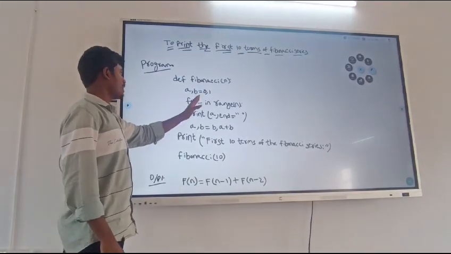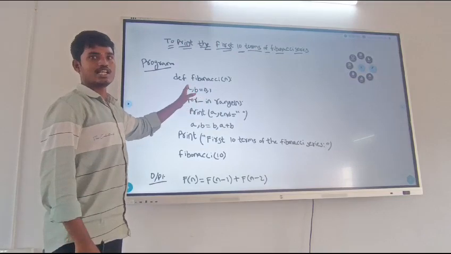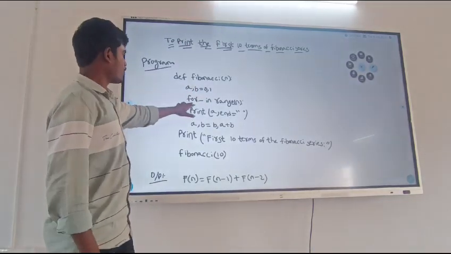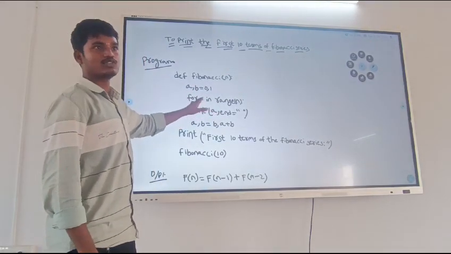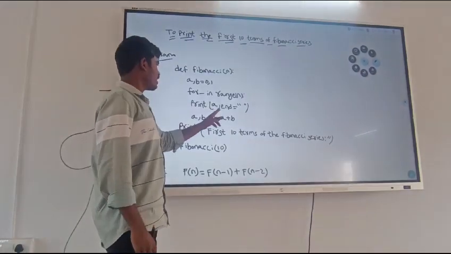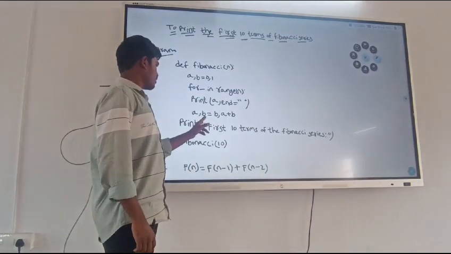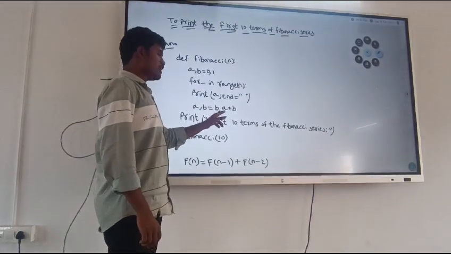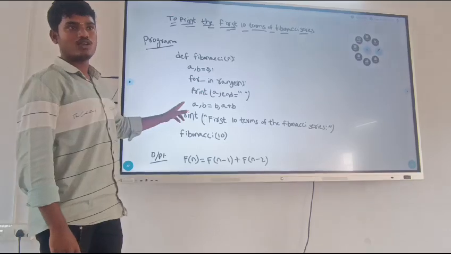Next a comma b equal to 0 comma 1, initialize the a b values. Next for in range, for in range n is equal to 10, up to 10 terms print. Next print is a comma n. Next a comma b equal to b comma a plus b means updated the a b values.